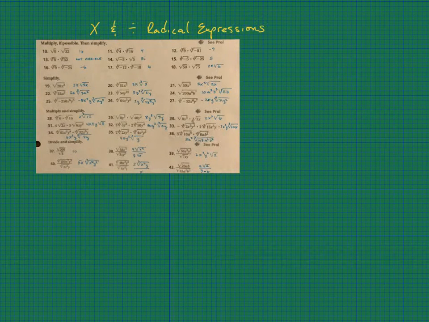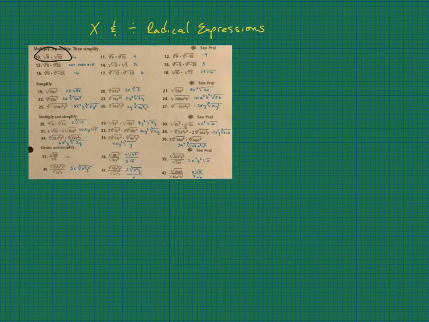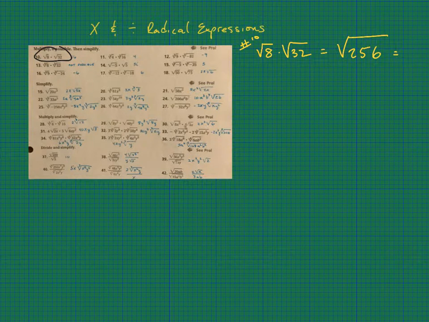Okay, as we look at examples for 6-2 where we are multiplying and dividing radicals, let's just look at number 10 real quick. What they're asking me to do here is multiply if possible. I have the square root of 8 times the square root of 32, which is going to be the square root of 256, and of course we know that the square root of 256 is going to be 16. So there you go. Let's see another example.